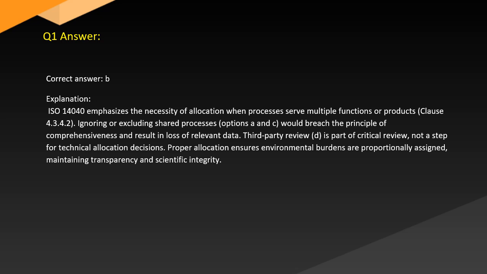Answer. Correct answer: B. Explanation. ISO 14040 emphasizes the necessity of allocation when processes serve multiple functions or products. Per Clause 4.3.4.2, ignoring or excluding shared processes, options A and C, would breach the principle of comprehensiveness and result in loss of relevant data. Third-party review, D, is part of critical review, not a step for technical allocation decisions. Proper allocation ensures environmental burdens are proportionally assigned, maintaining transparency and scientific integrity.